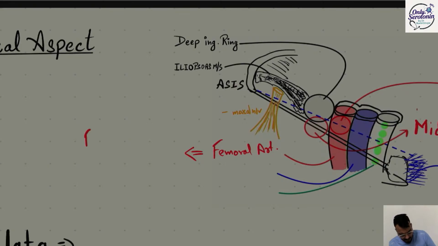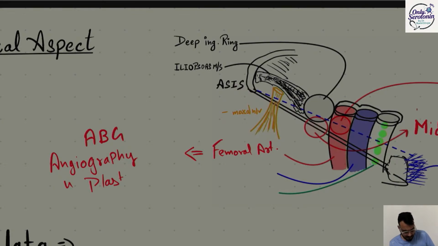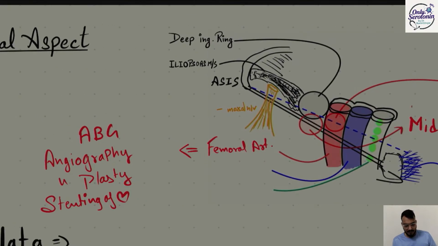What are they? We can do ABG. We can do angiography. We can do angioplasty. And we can do stenting of the heart. All these things are important, right? They are done from here, where we do all these procedures. We can do all these things from the femoral artery, right?